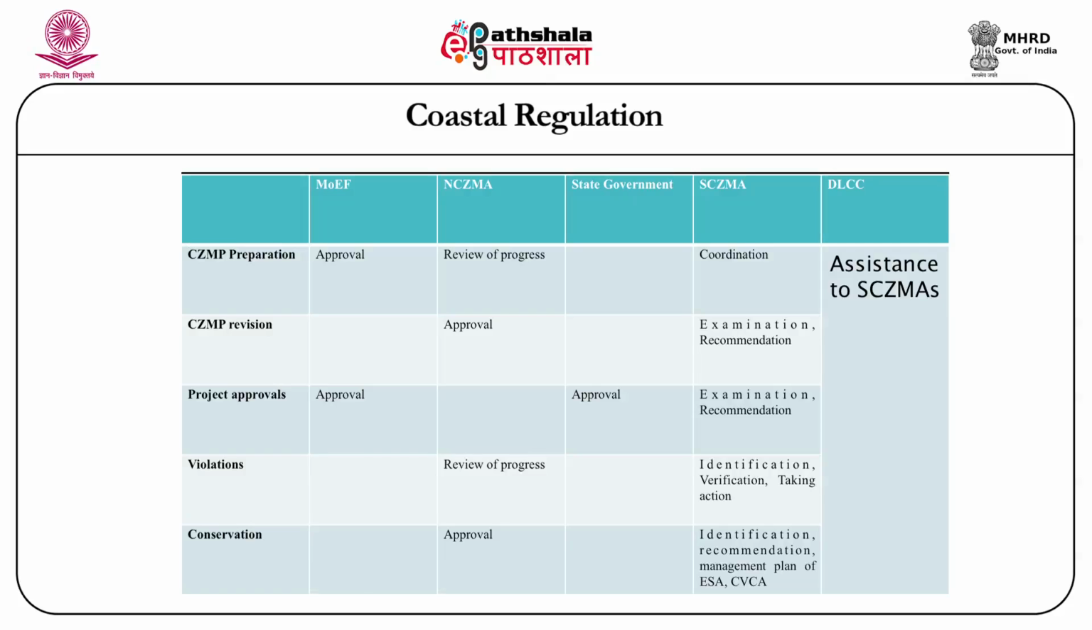For example, moving an area from one zone to another or moving certain areas to and from the CRZ, and NCZMA decides on those. SCZMAs examine project proposals and recommend them to the concerned state government or the MOEF. Violations are to be identified, verified and corrected by the SCZMAs, and NCZMA reviews the progress. Conservation related activities such as identification and preparation of management plans for ESAs and CVCAs are carried out by the SCZMAs, and these plans are to be approved by the NCZMA.